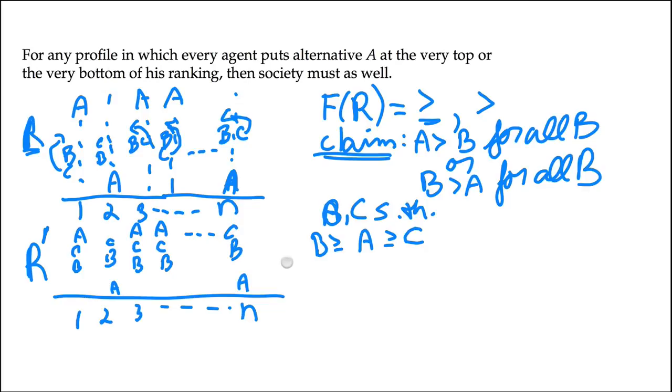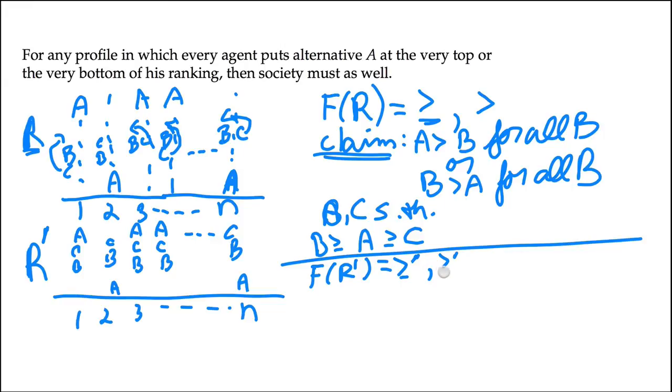Now, we can ask, what does the function do under this relation, or this profile R prime? So f of R prime, let's say, is equal to greater than or equal to prime, and greater than prime. Now, unanimity tells me, since everybody strictly prefers C over B, society has to strictly prefer C over B. So according to this relation greater than or equal to prime, society strictly prefers C over B.